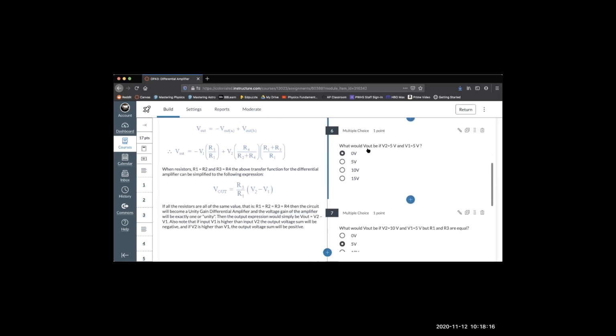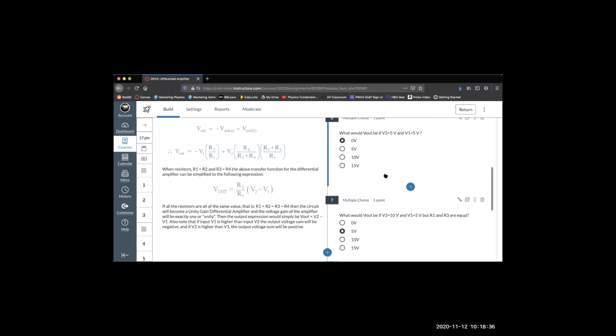What would V out be if V2 was 5 and V1 is 5? Well, here's the equation for V out. So all I have to do is plug in V2 and V1. So I put in V2 is 5 minus V1 is 5. 5 minus 5 is 0. The answer is 0, quite simply.